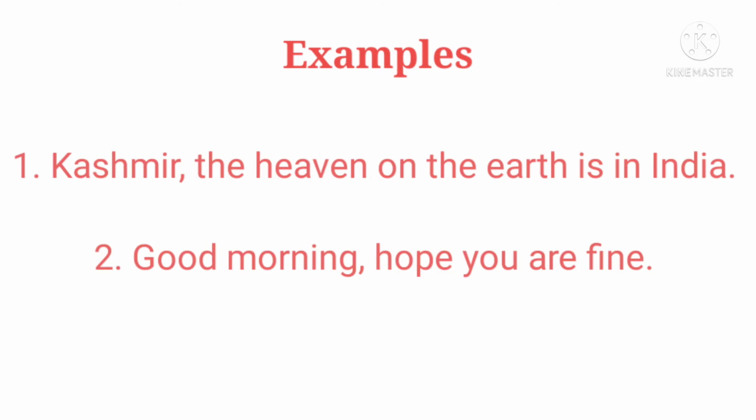Another way is to separate phrases or clauses. Now how to do this? Let us study. As you all can see the first example on your screen. Kashmir, the heaven on the earth, is in India. Over here, students, Kashmir is a name of a place. So we have to put a comma after that because we take a small pause. That is, Kashmir, the heaven on the earth, is in India.